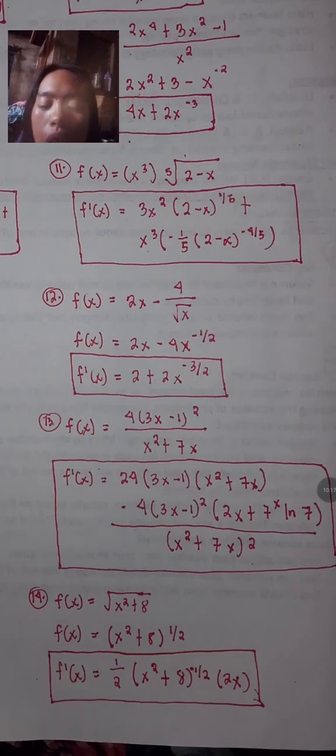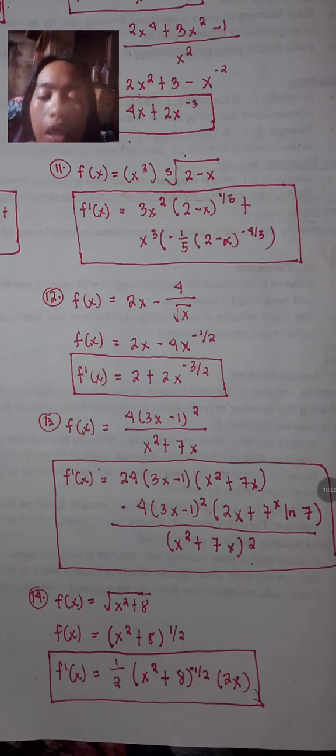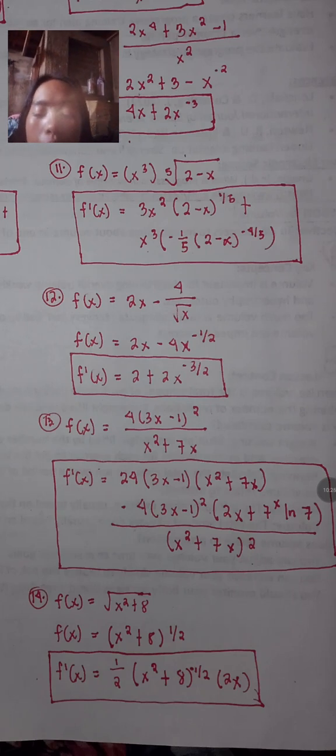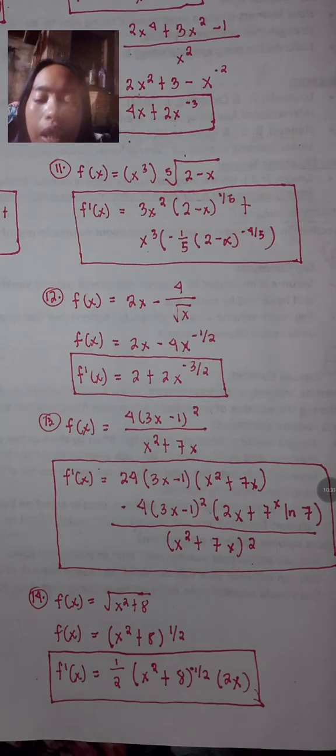So our f prime of x is equal to copy 1/2 and copy our inner function, which is x squared plus 8, and then 1/2 minus 1, that is negative 1/2, times the derivative of the inner function, which is x squared plus 8, which becomes 2x. So our answer is f prime of x is equal to 1/2 times the quantity of x squared plus 8 to the power of negative 1/2 times the quantity of 2x.